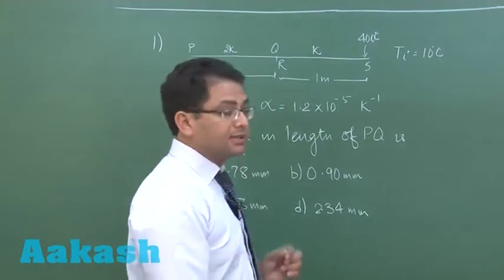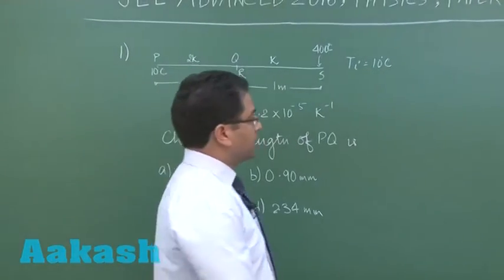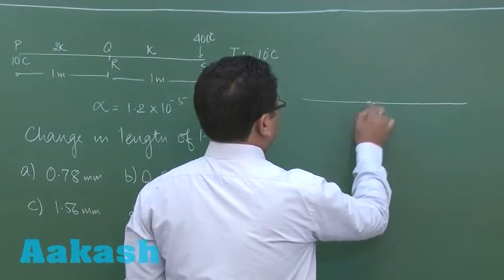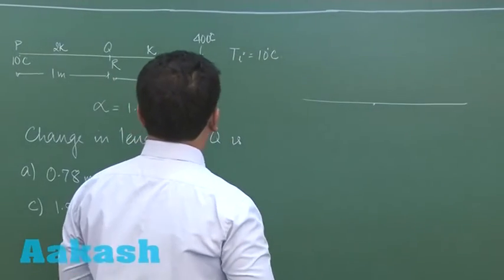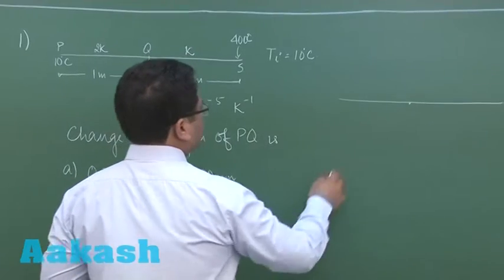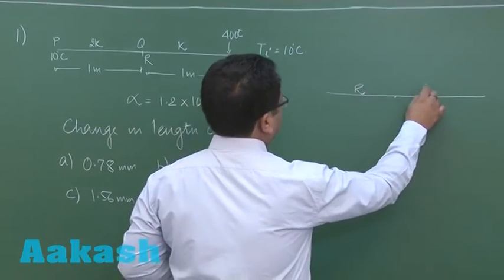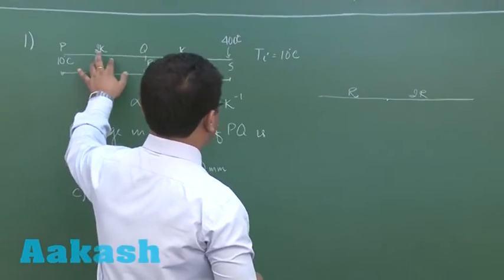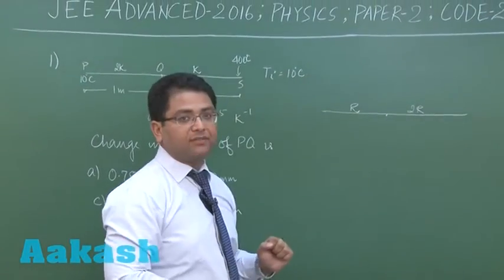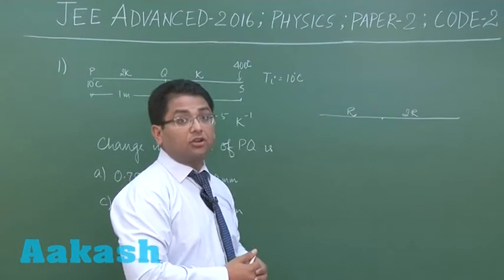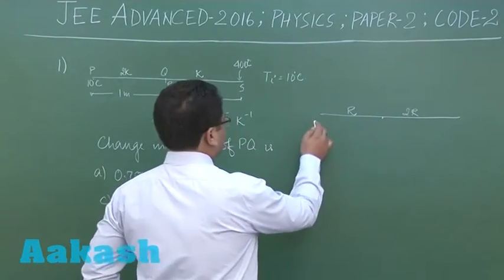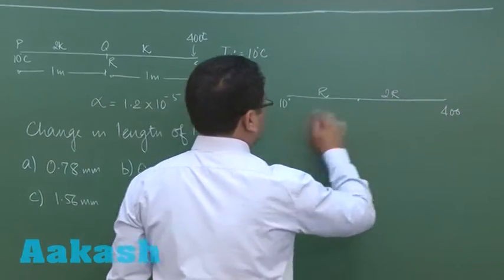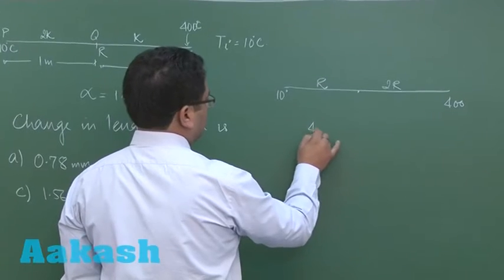The question demands a lot of calculation, so let's try to see. The first thing is, let's try to calculate the temperature of the junction. In order to do that, what we can see is, if this resistance is R, this resistance would be 2R, because straightaway this thermal conductivity is twice, so resistance has to be halved. The length and the cross-sectional area are the same, that's the reason. And this is 10 degrees centigrade, this is 400. So first let me calculate the temperature of the junction.